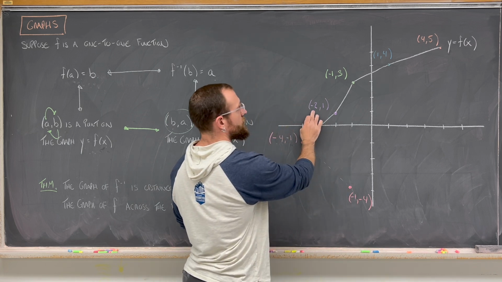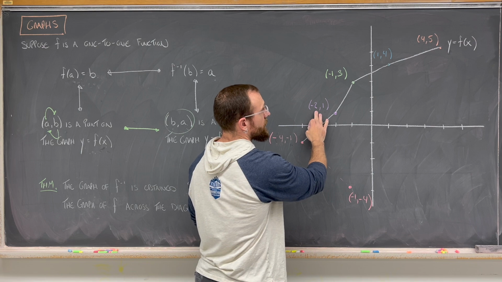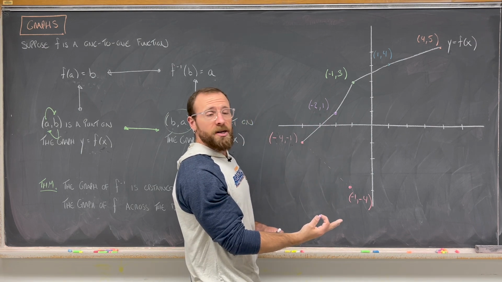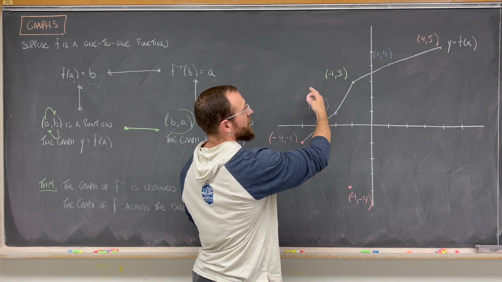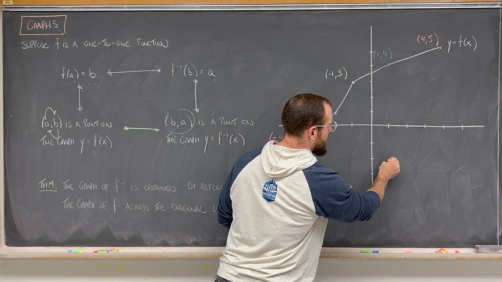This point, negative 2, 1. Where does that go? This is a point on the graph of f. What's the corresponding point on the graph of f inverse? Well, it's going to be 1, negative 2. That would be down here.